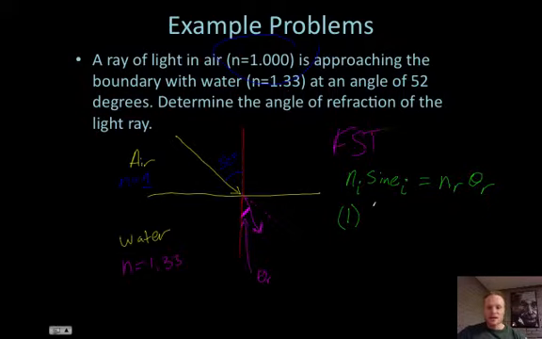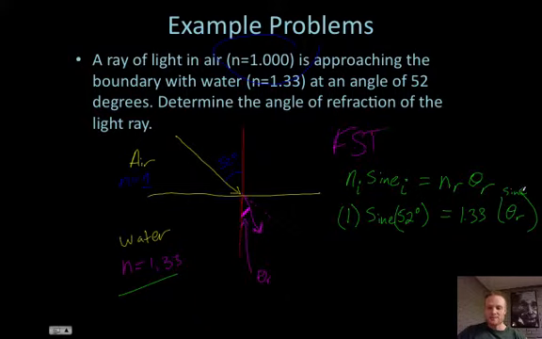And then we have sine, and the angle was 52 degrees. Sine of 52 degrees equals N. What is the N of water? Well, it's 1.33, right? That's given to us right there. And then the angle of refraction is what we're curious to learn about. Oh, I should really have sine here, sorry about that. And I should have sine there, sorry about that.